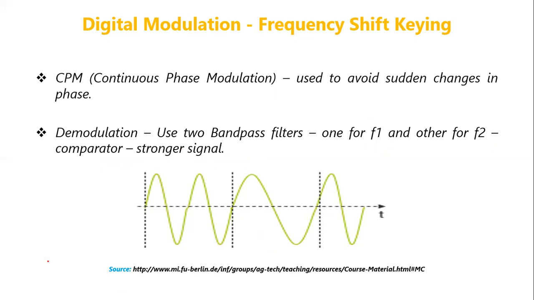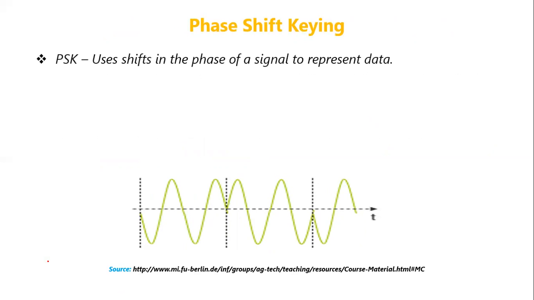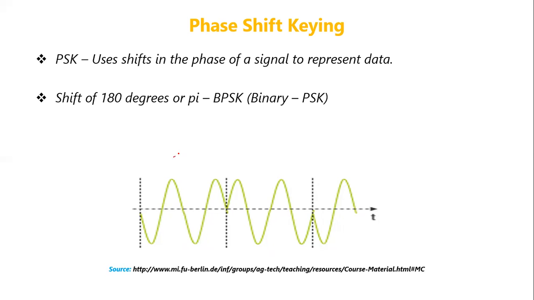So the next type of digital modulation technique that we'll be discussing is phase shift keying. With phase shift keying, the phase of the signal will represent the data. We use the phase shift to represent the data. The most commonly used phase shift keying is binary phase shift keying. In binary phase shift keying, there will be a shift of 180 degrees. Whenever there is a change from 1 to 0 or from 0 to 1, the signal will shift phase by 180 degrees.